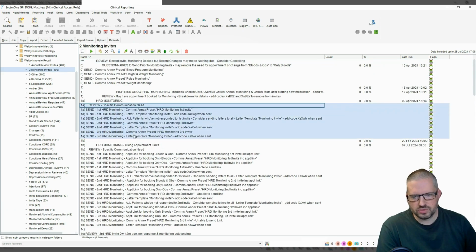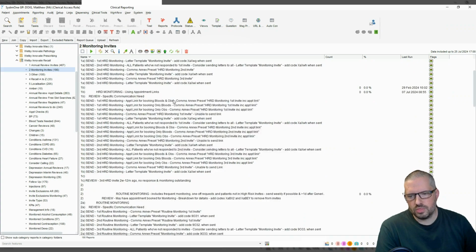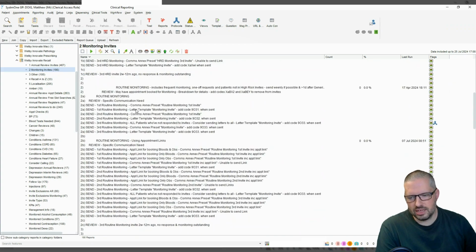So the high risk would be like this. It says shared care, overdue critical annual monitoring, critical tests after starting new medication. Ad hoc is included mainly in the routine monitoring. And that's joined together.